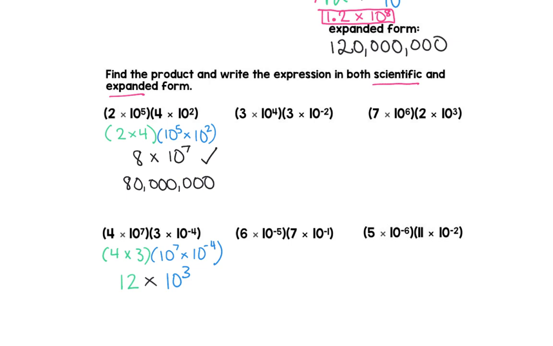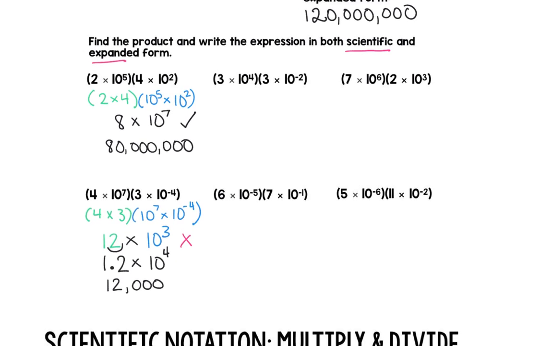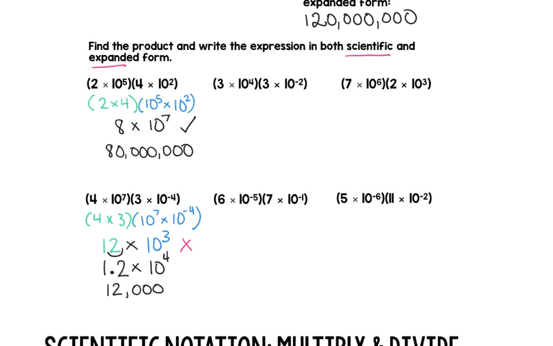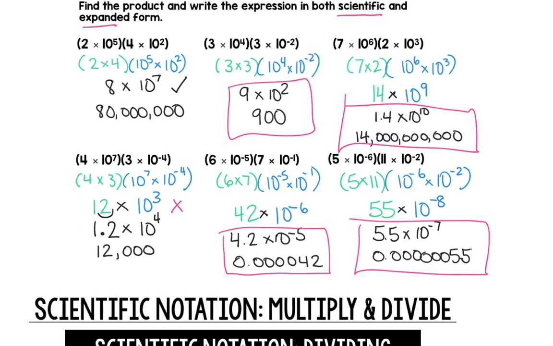This is not in scientific notation. To get that into scientific notation, we're going to need to put the decimal place here. So that's one place that we're moving that decimal place. This number 12 is greater than 1, so that means it's a positive exponent. We're going to add 1.2 times 10 to the 4th. Expand that out. We have 12,000. Try these 4 on your own and see how you do. Here's our answers.